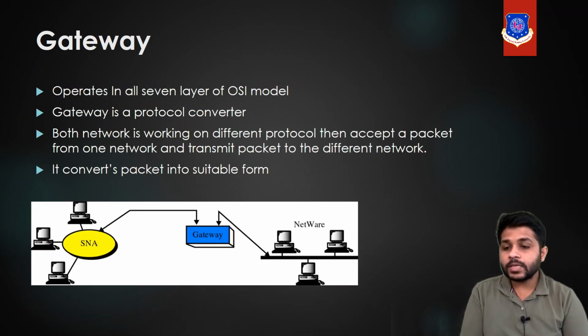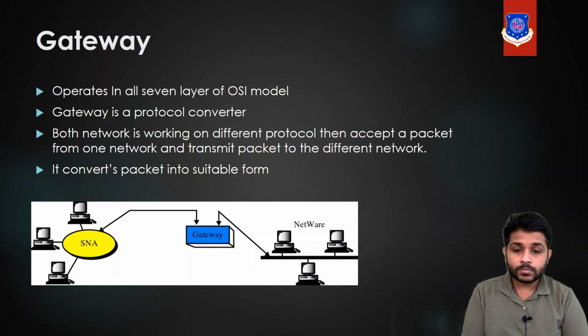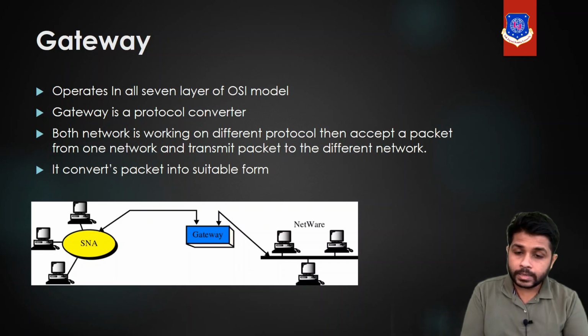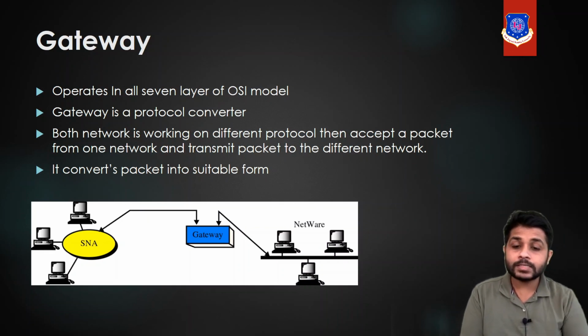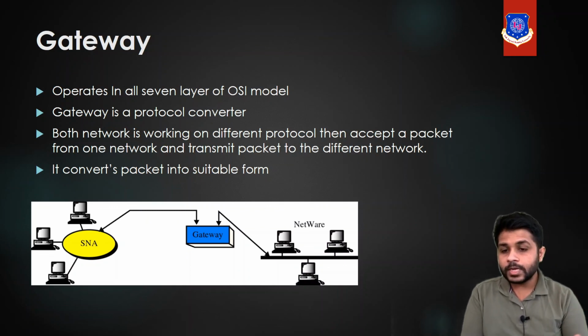Now let's see the last device, which is the gateway. The gateway operates at the 7th layer of the OSI model. It means it operates at the application layer. Now why is a gateway needed? In the computer network, different networks are working on different protocols. So if we are sending any data using one protocol to another network that is using another protocol, in that case there will be a problem in the communication. So to avoid the problem in the communication, we need a protocol converter.